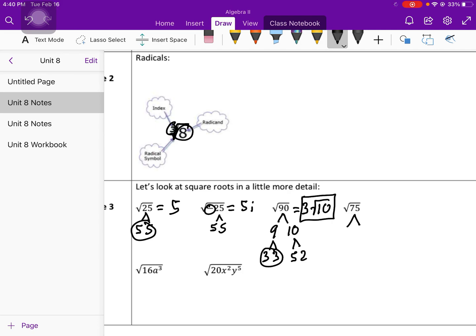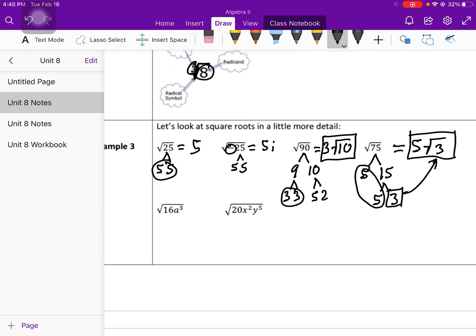We can do the same thing with 75. We would get 5 times 15 was one way we could do it. 15 breaks down to 5 and 3. So I'm going to circle my 5 since I have a pair of 5s. Pull that outside, and then I just have this 3 that goes back inside.